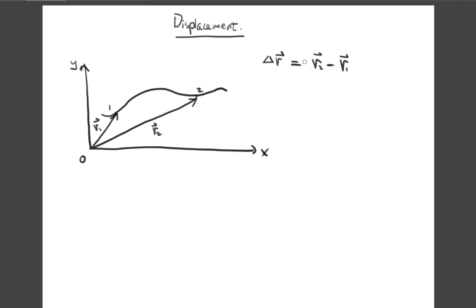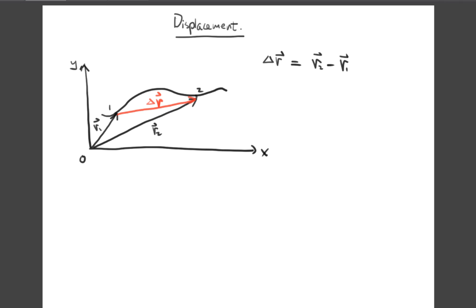Now the result of r2 minus r1, according to the previous subtraction rule for vectors, we know it points from the second vector's head toward the first vector's head. So that's delta r. So that's the displacement of this particle, right, during this process.